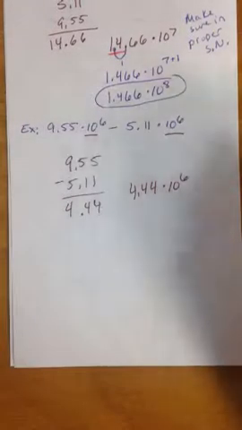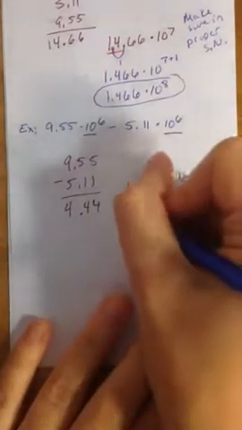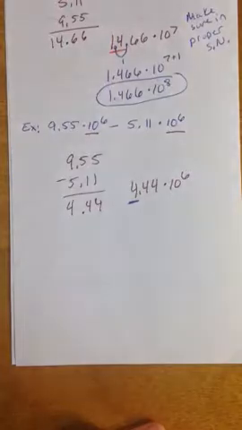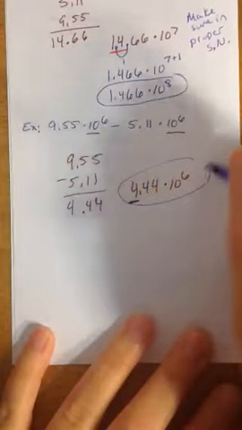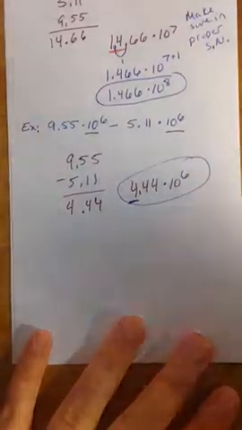And this is in proper scientific notation because the 4, which is in front of the decimal, is a number between 1 and 9. So I'm all set. This is my final answer here. Okay, let's do one more example like that.